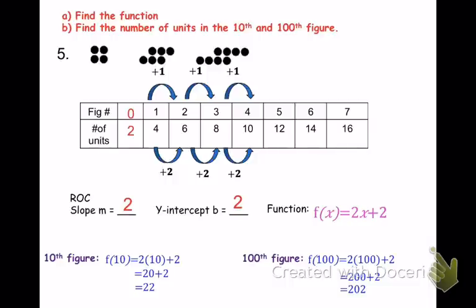So this is just a quick recap on how to write the function from a sequence using your table. Again, you wouldn't want to keep writing numbers out generally.